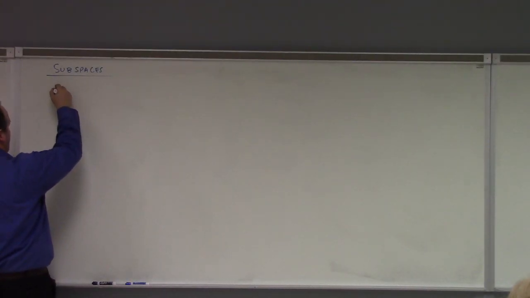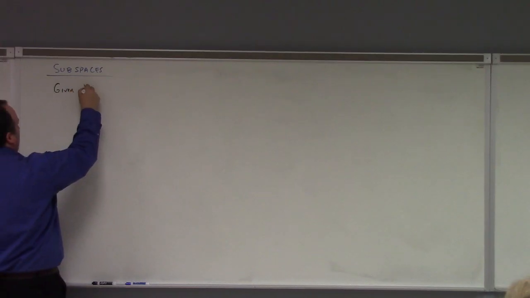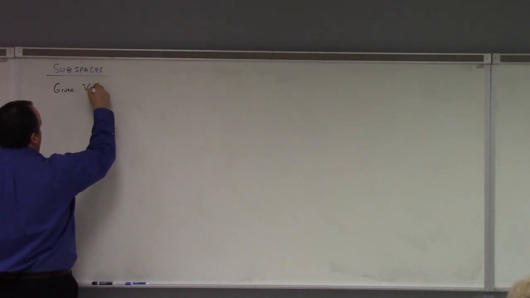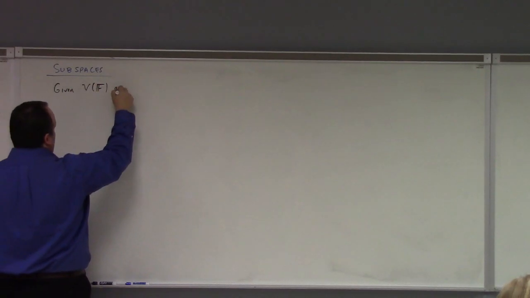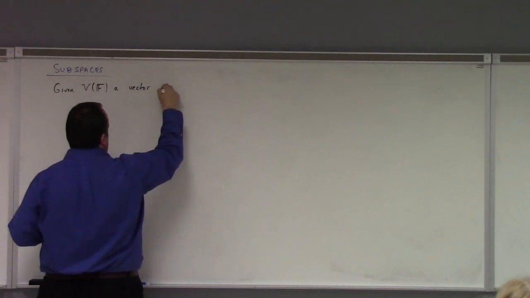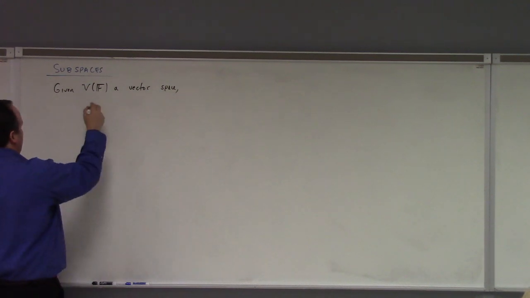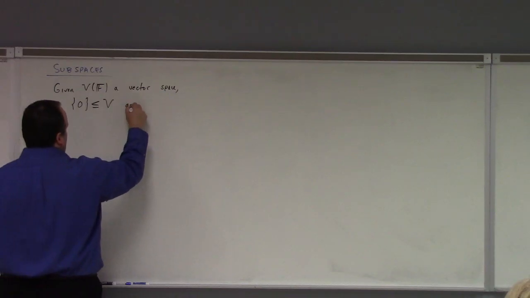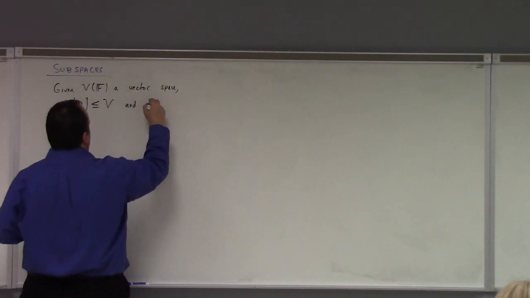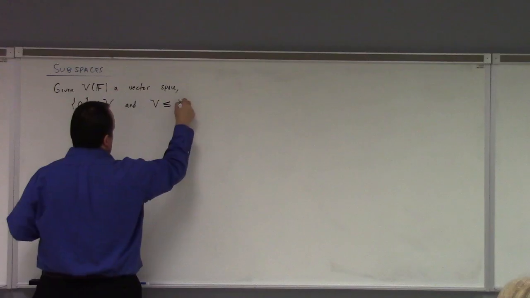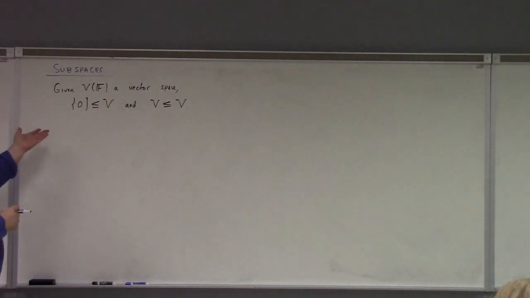So, given V over F, a vector space, you notice that we have 0 is a subspace of V, and the whole space is a subspace of V. So the trivial subspace and the whole vector space are themselves subspaces. Those are examples we should keep in mind, all right?